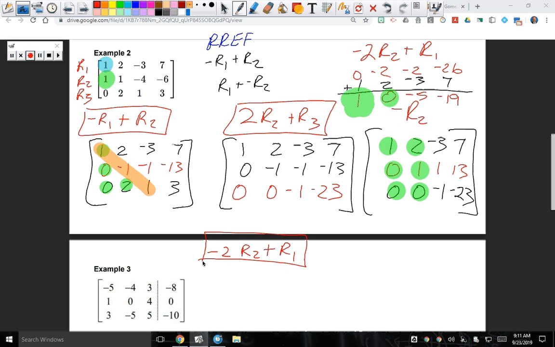Just like Tyson said, it becomes 1, 0, negative 5, negative 19, and everything else stayed the same. Questions?